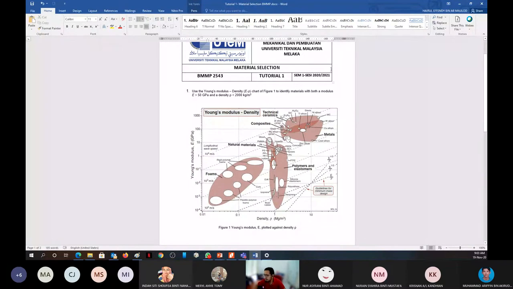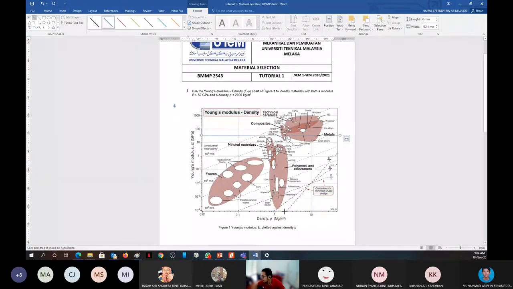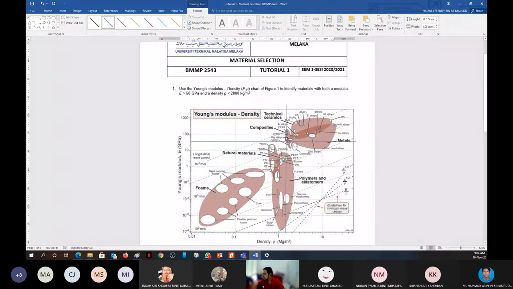So if we just simply draw a line, it says more than 50, so between 10 and 100, because it's a logarithmic scale. So we can put it somewhere in the middle here. And then we'll draw another line at about 2000 kilogram per cubic meter. You see this scale down here shows megagram per cubic meter, which is to the power of 6, mega. So this is 1 to 10, again a logarithmic scale, so we put the line somewhere around here. Right, so that should do the trick.